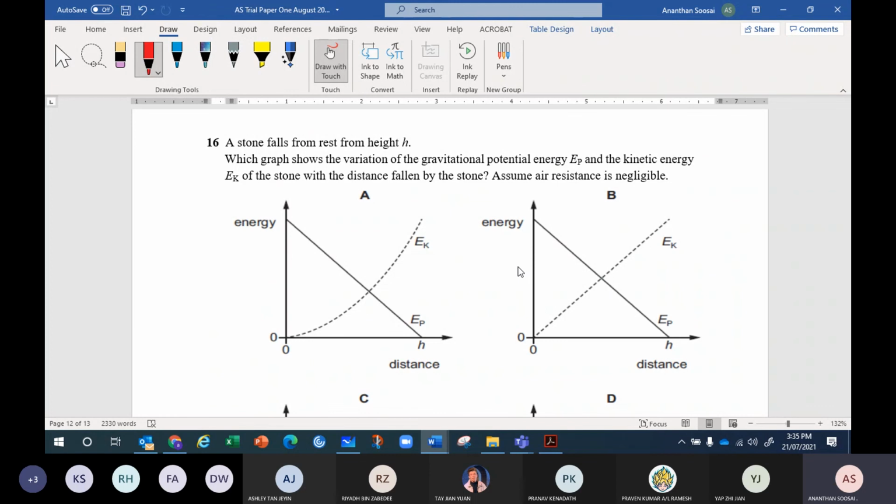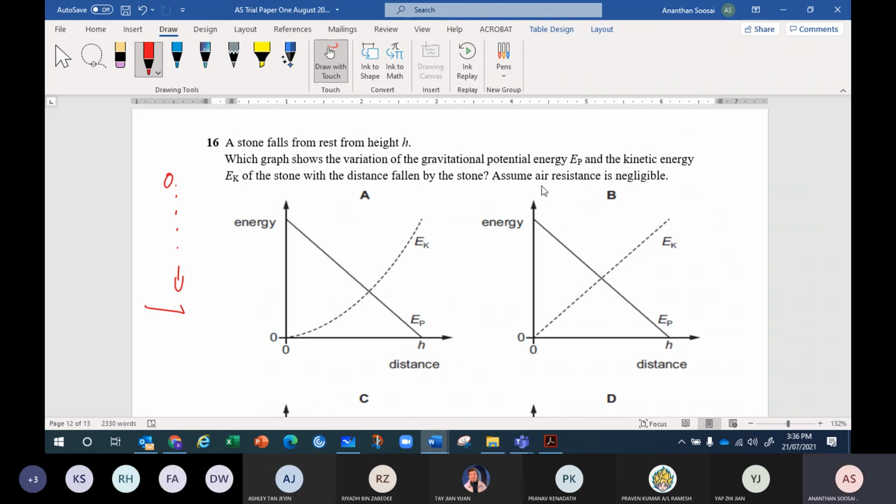A stone falls from rest from height h. Which graph shows the variation of the gravitational potential energy and the kinetic energy of the stone with the distance fallen by the stone, assuming air resistance is neglected? Okay, which graph is best for when it is dropped from a certain height? How does the kinetic energy change? Of course, kinetic energy is going to increase, potential is going to drop. But is it going to be a curve or a straight line? That's what we need to check. First we check whether there is air resistance or not.